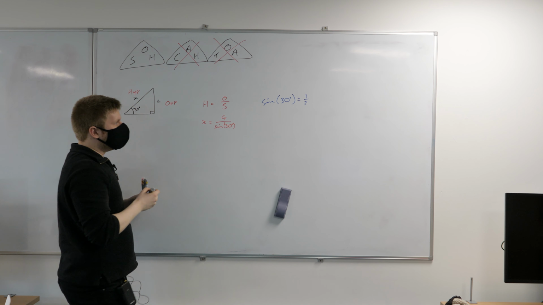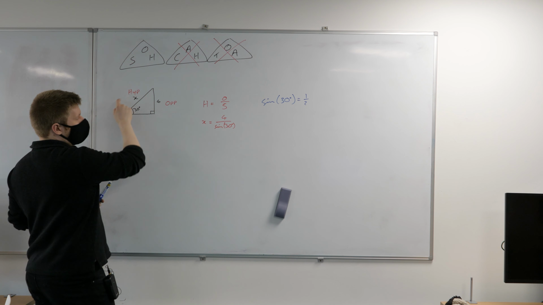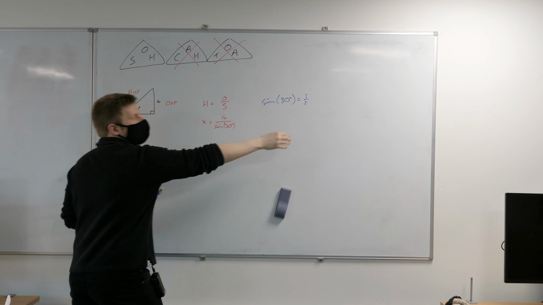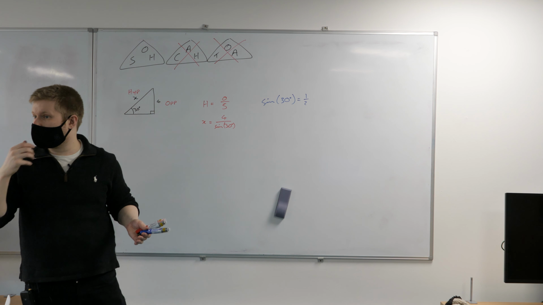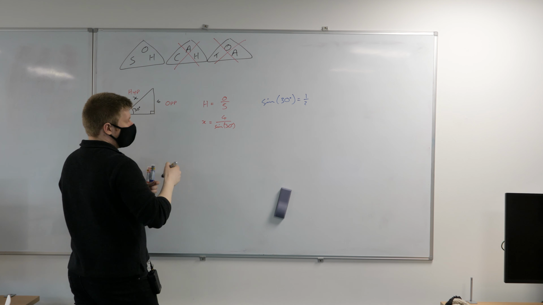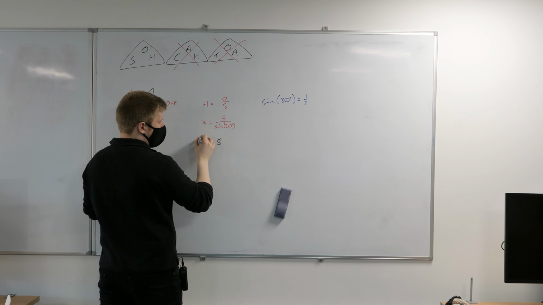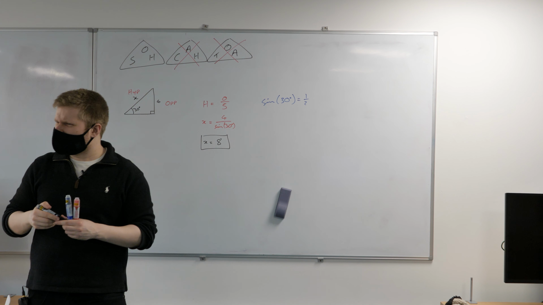What that literally means is that because I'm comparing the opposite and the hypotenuse, the opposite is half as big as the hypotenuse. So in that case, the hypotenuse should be 8. You happy? But if you stick that in your calculator, you will always get x equals 8 anyway. Does that make sense? You've seen this before, right?